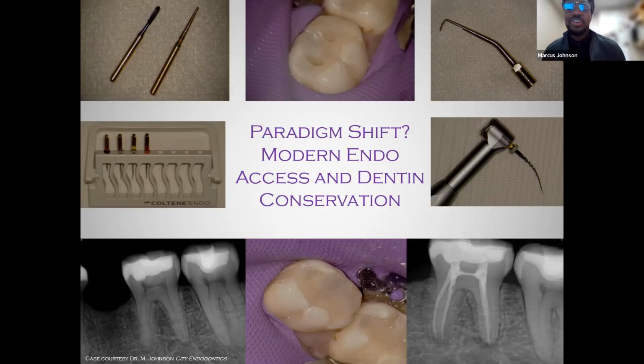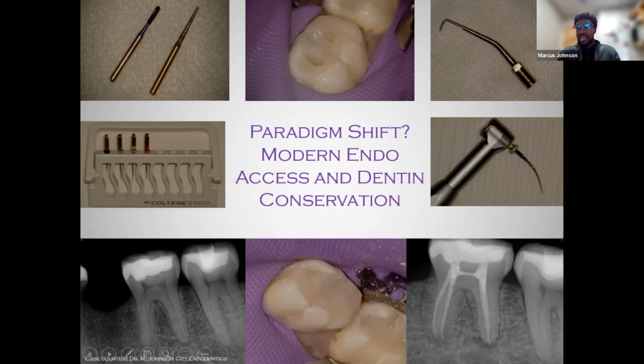Paradigm shift, modern endo, access and dentin conservation. What you're looking at is, on a day-to-day basis, my armamentarium. I have completely done away with any round burrs. I only use tapered diamonds, sometimes fine tip metal burrs in access. You can see I have my ultrasonic tips as well.